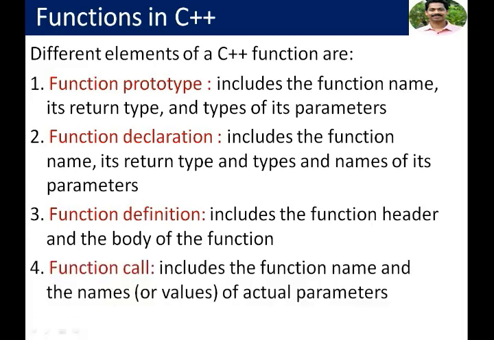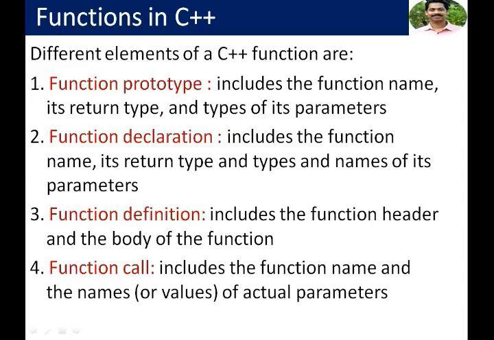Then the function call. This is actually the invocation of a function from somewhere in the program. We can call a function from anywhere in a program. A function can be called from main, a function can be called from another function, a function can be called from that function itself, which is called a recursive function. So from anywhere we can call a function.